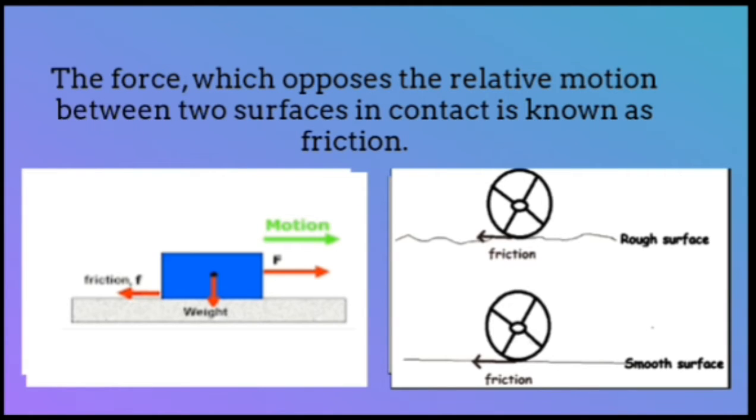What is friction? The force which opposes the relative motion between two surfaces in contact is known as friction. In the figure, you can see an object having a mass or weight placed on a surface and a force is applied. The friction is acting opposite to the applied force, and the motion of that object is opposite to the friction, that is, the friction is resisting, meaning opposing the body to move. Depending on the surface, it varies.